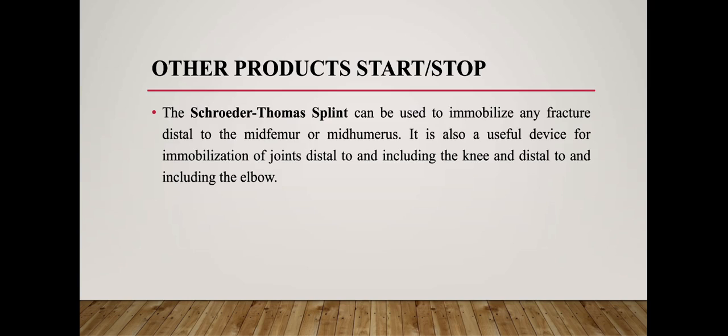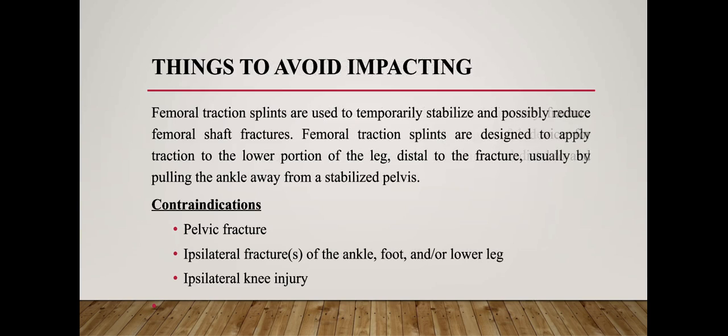Other products: the Scordia Thomas splint can be used to immobilize any fracture distal to the mid-femur or mid-humerus. Things to avoid: femoral traction splints are used to temporarily stabilize and possibly reduce femoral shaft fractures. The contraindications are pelvic fracture, ipsilateral hip injury, and ipsilateral knee injury.